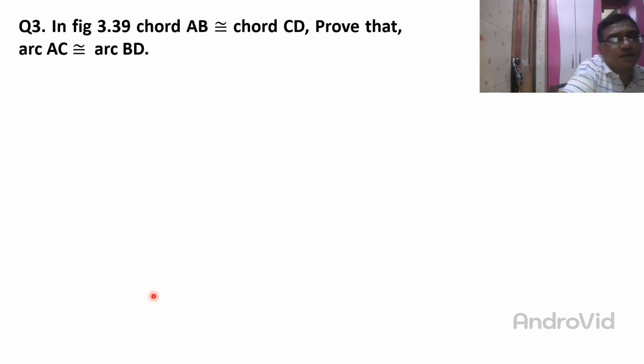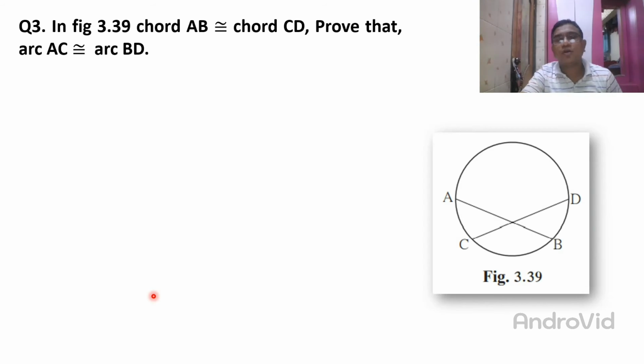Then here, in figure 3.39, chord AB is congruent to chord CD. See, this is chord AB, and chord AB is congruent with chord CD. So these chords are congruent.